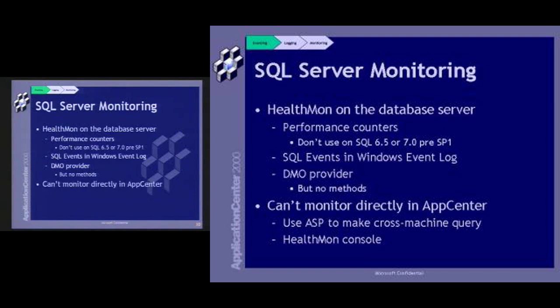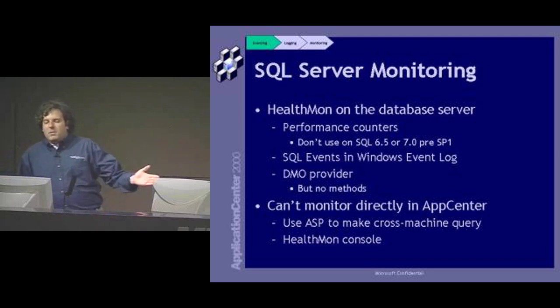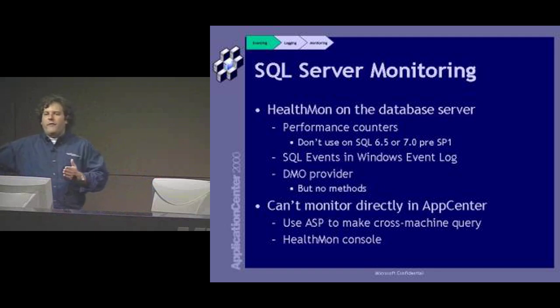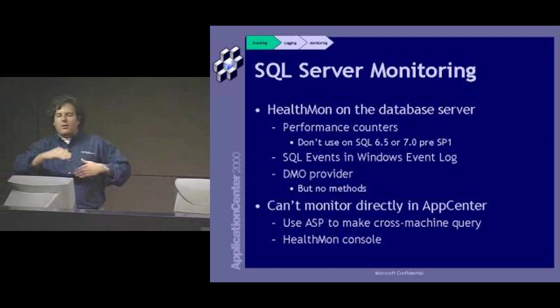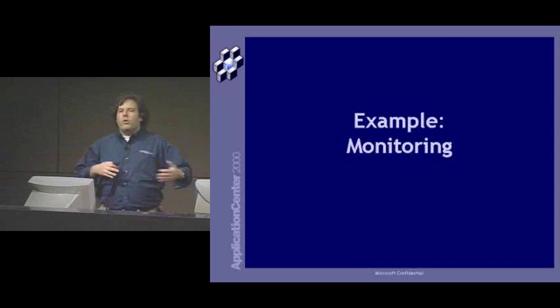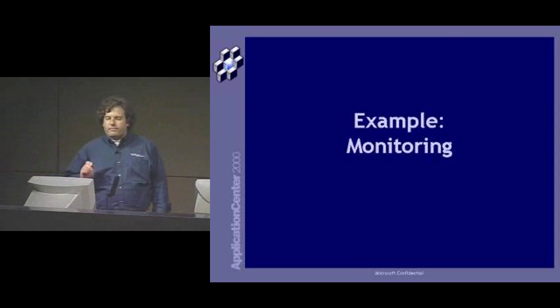One issue here is you can't monitor this directly in AppCenter. The monitoring that we show in our UI is specific to the members in the cluster. So you need to either use an ASP to do a cross-machine query that checks the health of a monitor or a remote server, and shows that in your AppCenter UI, or just use the Health Monitor console, where you can list any server, any groups of servers.